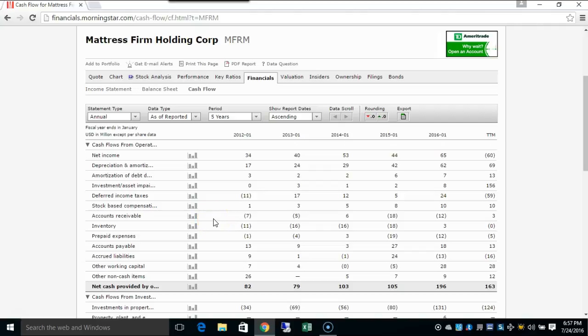Now, when you're looking at a cash flow statement and you see accounts receivable as -7, it does not mean that accounts receivable went down by $7 million. It's the opposite. Accounts receivable went up $7 million, but cash flow went down by 7. So the -7 represents an increase in accounts receivable. And here's what's going on behind that.